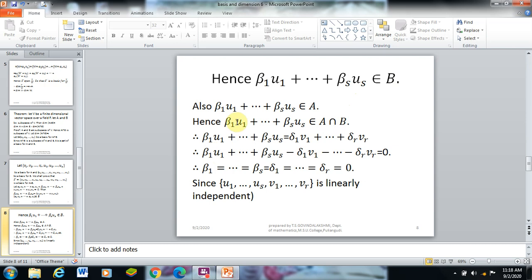Therefore β1u1 + ... + βsus equals δ1v1 + ... + δrvr. This can be written as β1u1 + ... + βsus minus δ1v1 minus ... minus δrvr equal to 0. These scalars are equal to 0. So this set of elements u1 to us and v1 to vr is a linearly independent set.